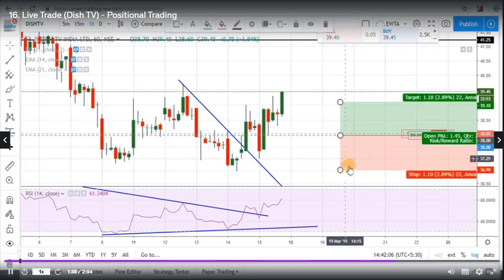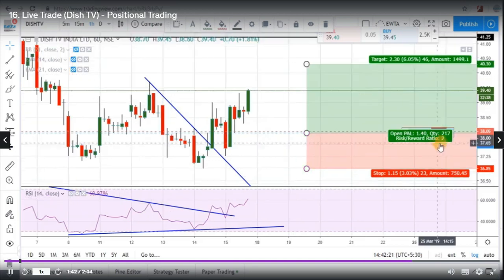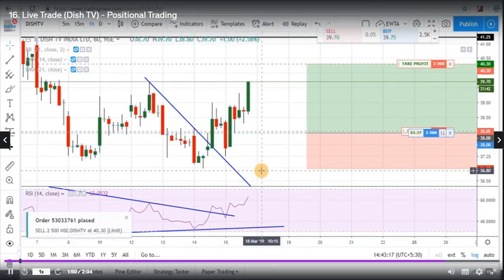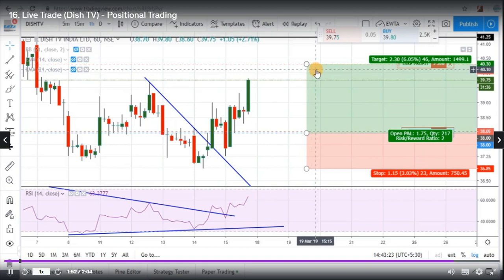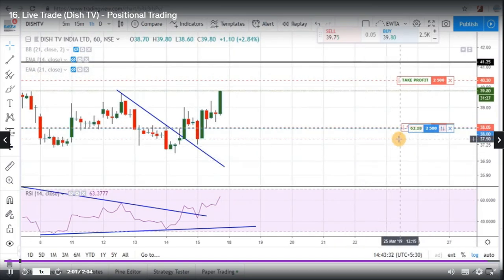So this is my buying point. This was the stop loss level, and this is 2 R2R. So I am setting my target at this point. So this is my target level at 1:2 R2R, and I have shifted my stop loss to the break-even point.